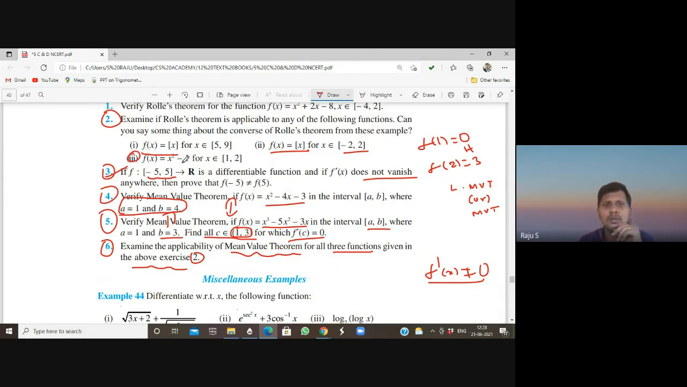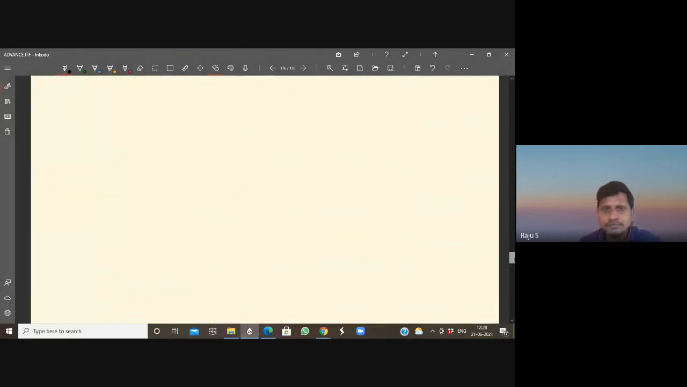But the third one is f of x is equal to x square minus 1. Sorry, it is differentiable and continuous. In that case Rolle's theorem has failed, but Lagrange's theorem is applicable. Here f of x is equal to, second question, third subdivision.